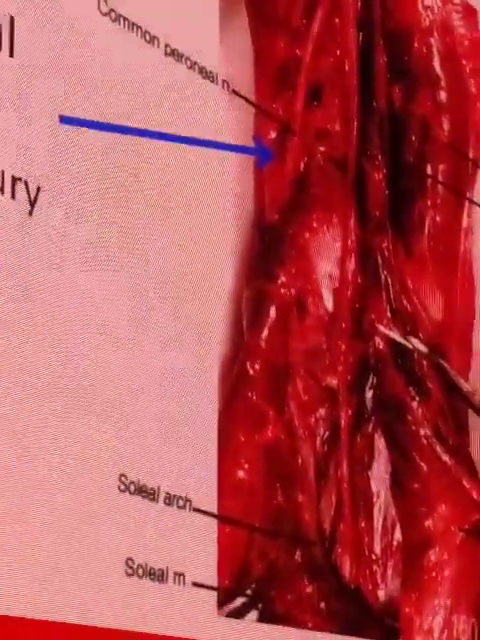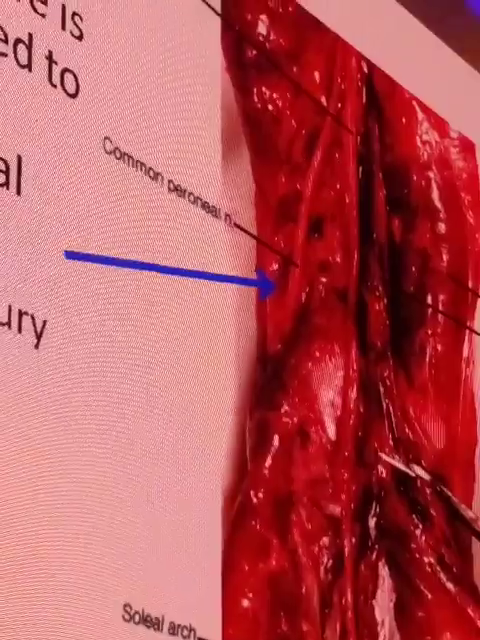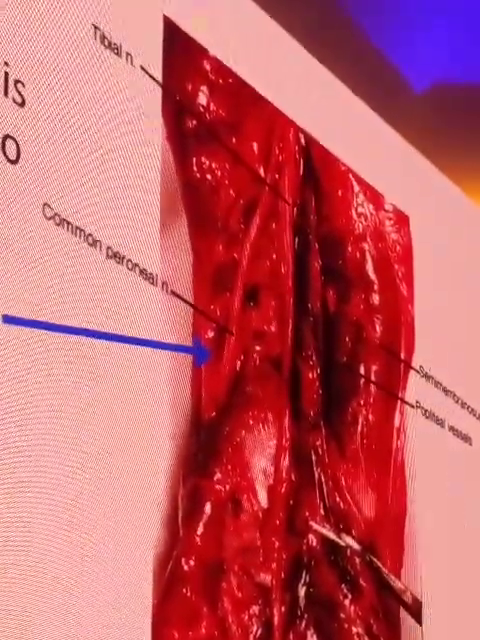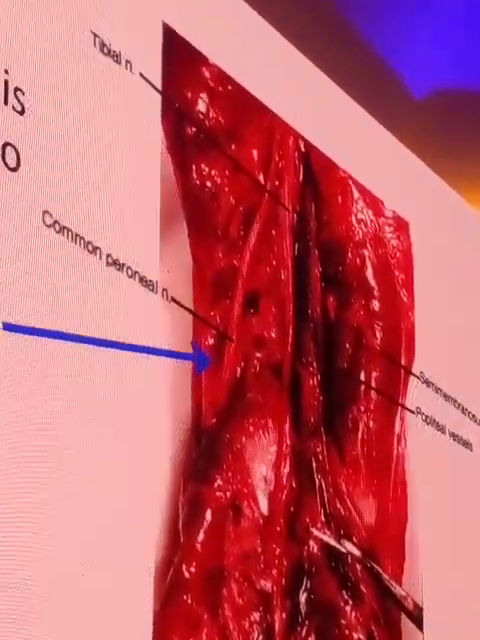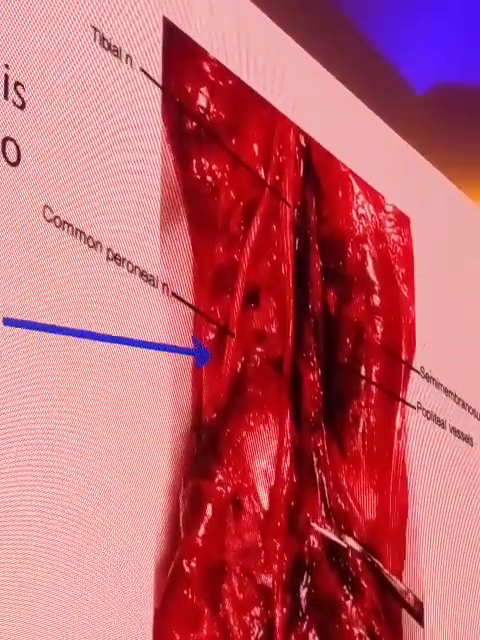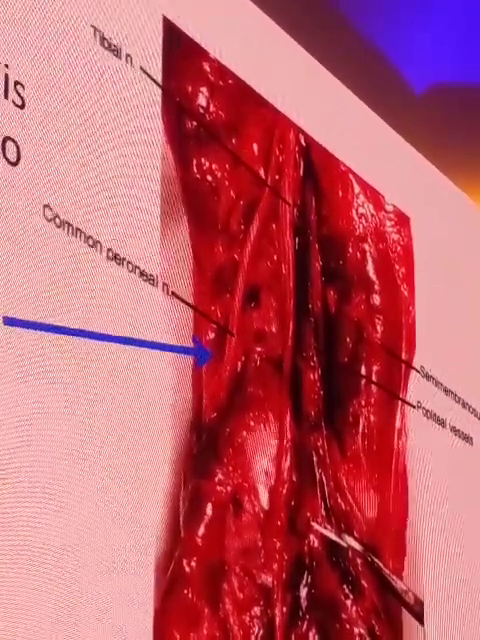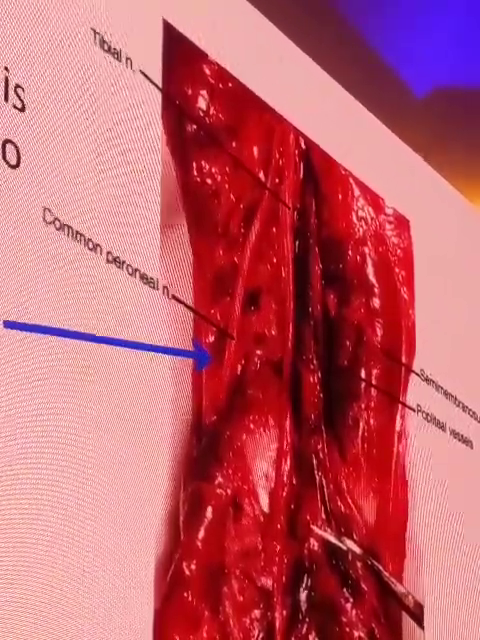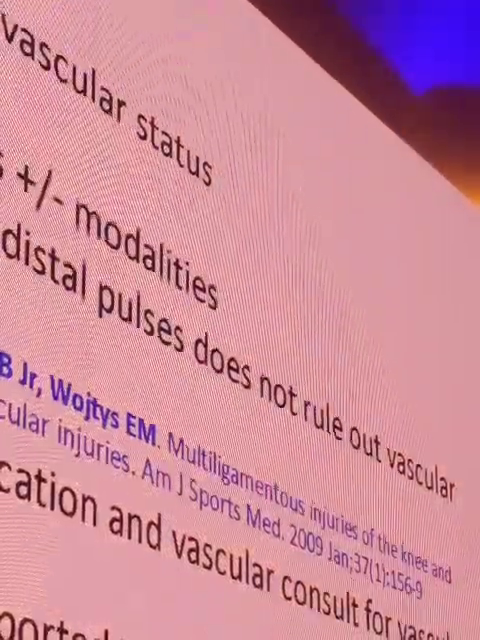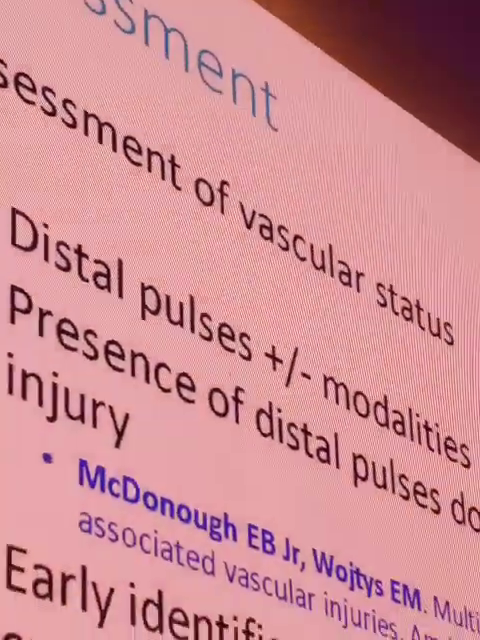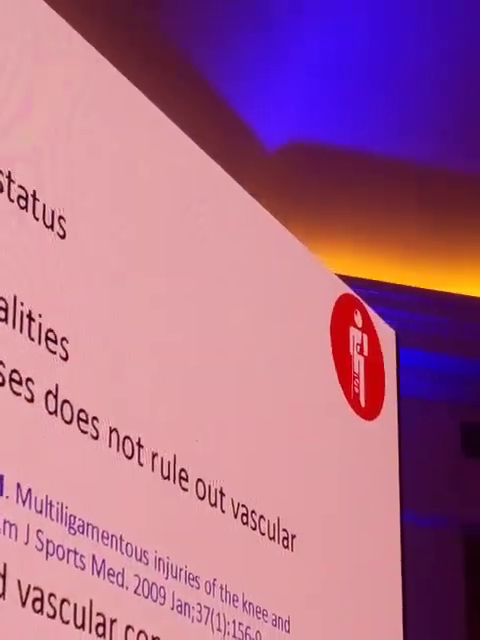The other structure is the common peroneal nerve. Because of its proximity to the knee, it can be injured by traction. The only way to assess is clinical assessment. The patient will have foot drop and sensory loss. If you assess and document at the first stage, we know what to do next. Otherwise, we will end up in legal issues and so on. The assessment includes the distal pulses, but we must understand that the presence of distal pulses does not exclude vascular injury in a dislocation. Early identification of vascular injury is the most important thing, and the most sensitive index is the ankle-brachial index.